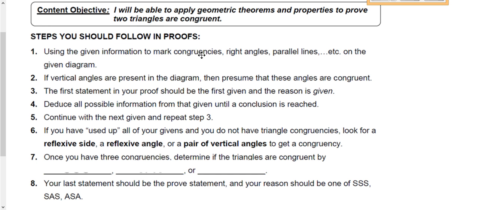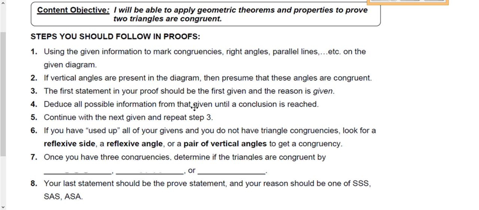Use the given information to mark congruencies, right angles, parallel lines, etc. on the given diagram. If vertical angles are present in the diagram, then presume that these angles are congruent. We know that vertical angles are congruent. We can mark those also. The first statement in your proof should be the first given, and the reason is given. You'll see that in a little bit.